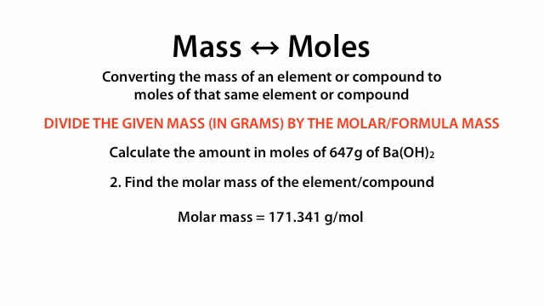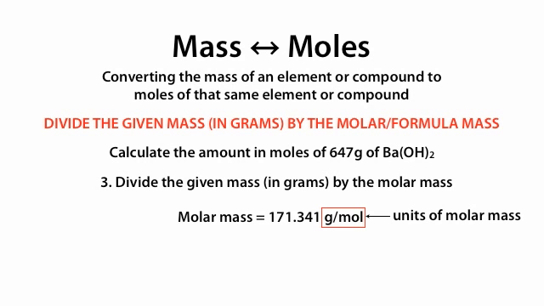I did this by finding the atomic mass of Ba, finding the atomic mass of O, and finding the atomic mass of hydrogen, multiplying those masses by the amount of each element in the compound, adding them up like we just talked about to get 171.341 grams per mole. And we use this grams per mole units for molar mass. We're going to see this all the time. The units for molar mass is always grams per mole.